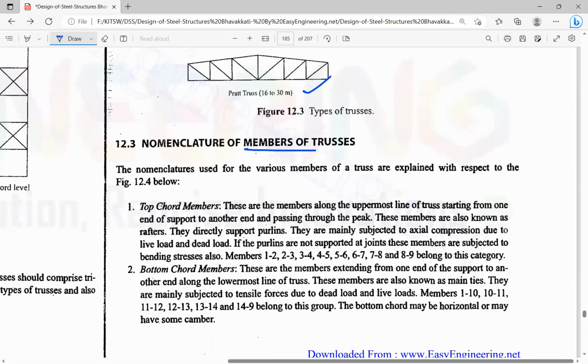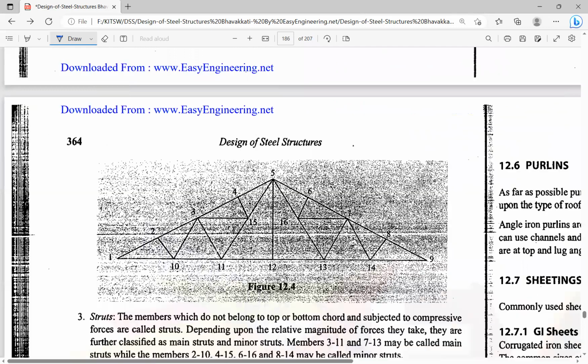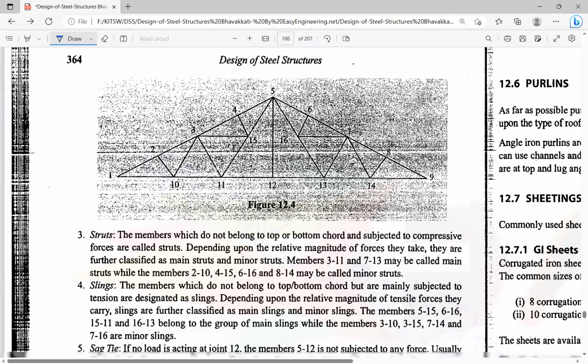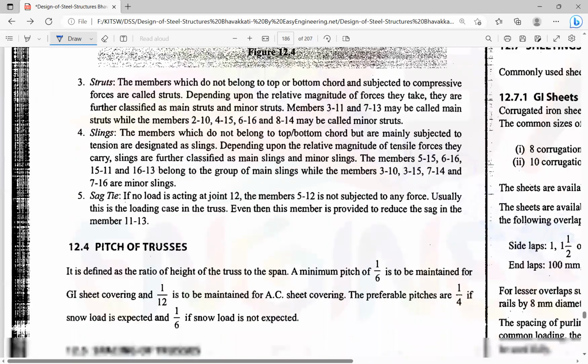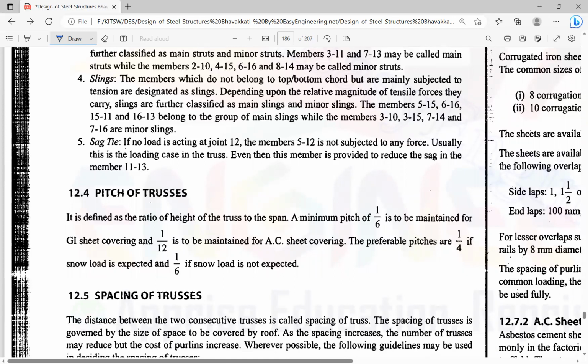So members of truss: these are the bottom chord members, these are the top chord members, and these are the inclined members, right? So we will look at top chord members and bottom chord members. Here the main important thing is the loads acting on the truss. So first we'll see the loads acting on the truss.